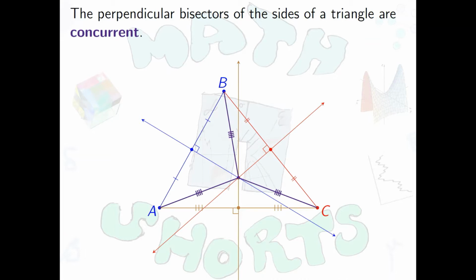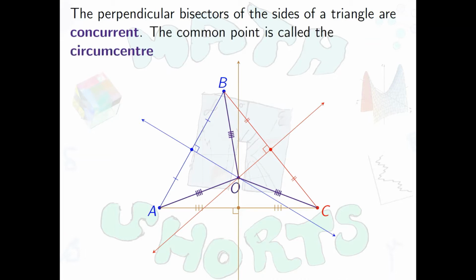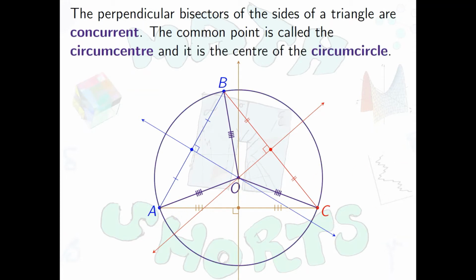Now this point is called the circumcenter, and the reason it's called the circumcenter is that it is the point that is equal distance from A, B, and C, which means that if I draw a circle using that as our center, I can draw a circle that goes through our triangle. That point is called the circumcenter, and the circle is called the circumcircle of the triangle.